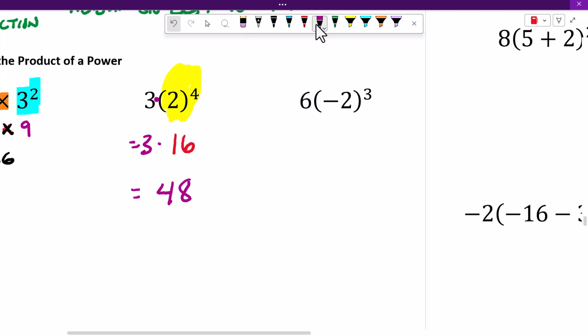Next one. We have exact same thing, but this time we have a negative base. So we're going to do the exact same thing together. You go like this. You put these negative 2 to the exponent 3. So 2 to the exponent 3 is an 8. Is the answer positive 8 or negative 8?